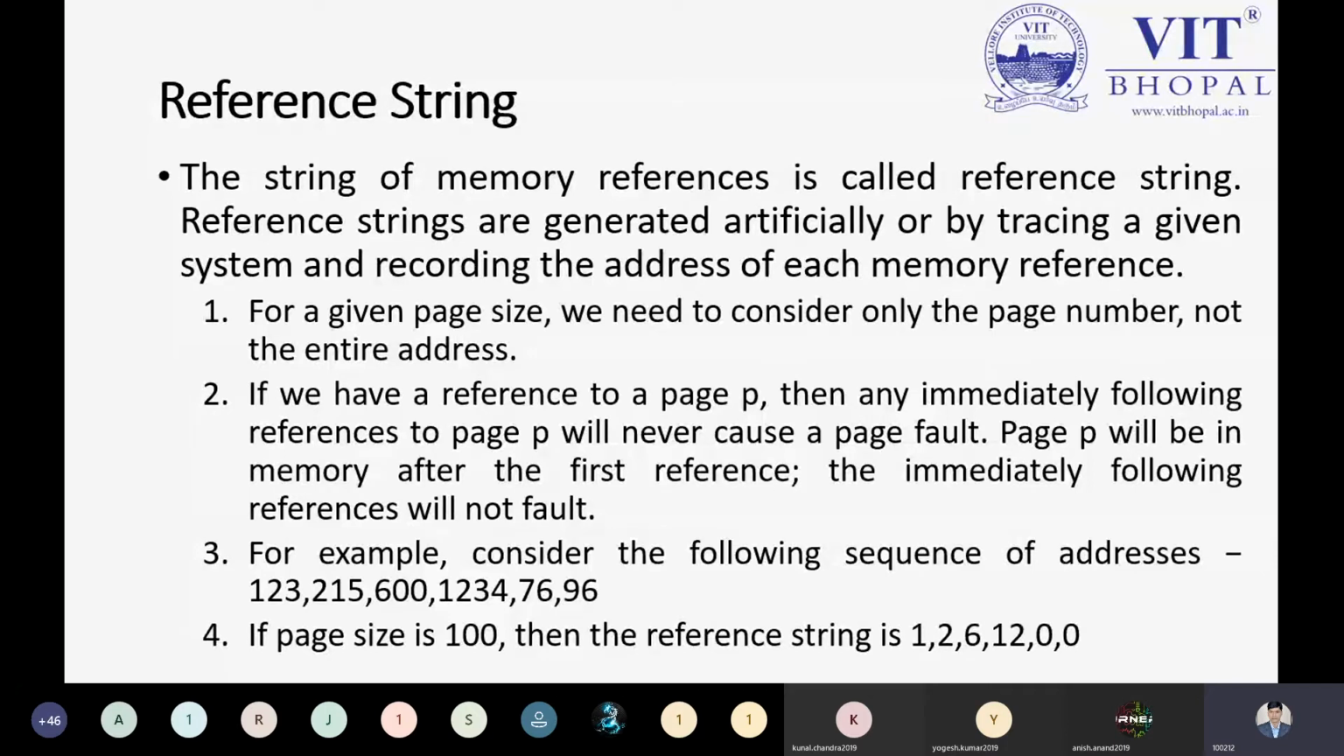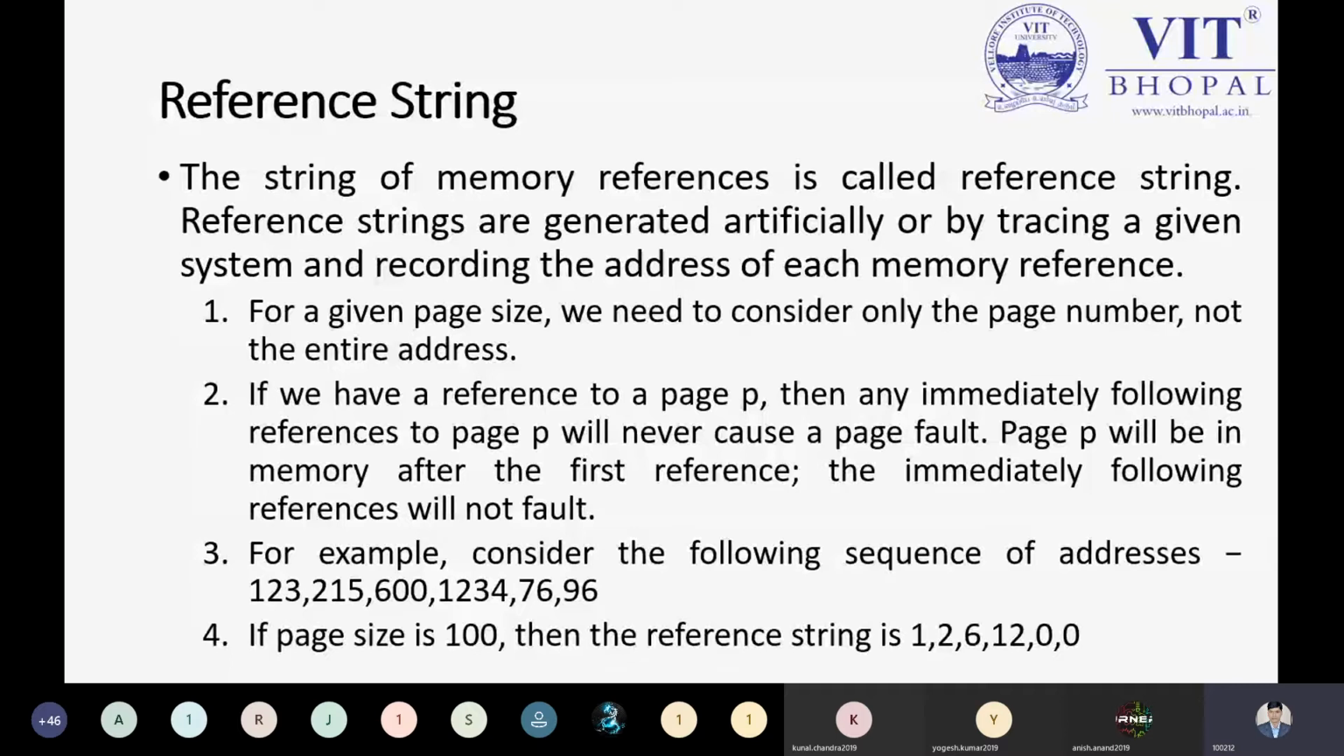With the help of paging we have already discussed this part. But how do we determine all these references? The example is given here. For example, consider the following sequence of addresses: 123, 215, 600, 123, 476 and 96. All these are various addresses of the pages, and we can determine the reference by dividing each address by 100. This is an assumed value and nothing else. Suppose the page size is 100.